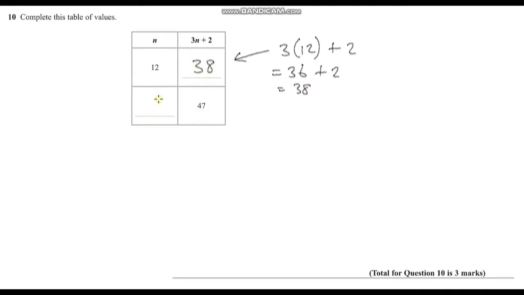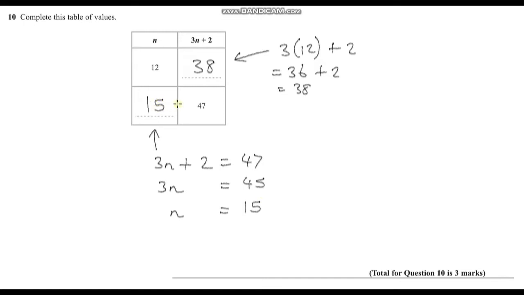And now in this box, we need to work out what the value of n is. Now, we're told that 3n plus 2 is equal to 47, so we can write that out as an equation. So for this box, we can write out 3n plus 2 is equal to 47. And remember, we're just trying to work out what n is. So to solve this equation, first of all, let's subtract 2 from both sides. So we're left with 3n is equal to 45. And now we can divide both sides by 3. We get n is equal to 15. So our answer here is 15.